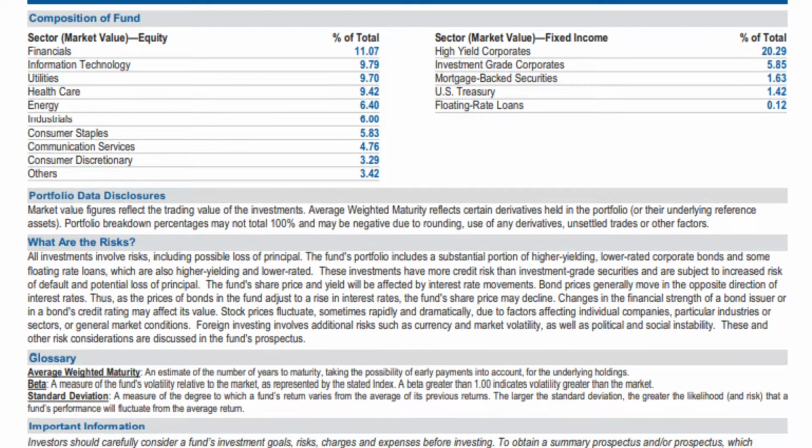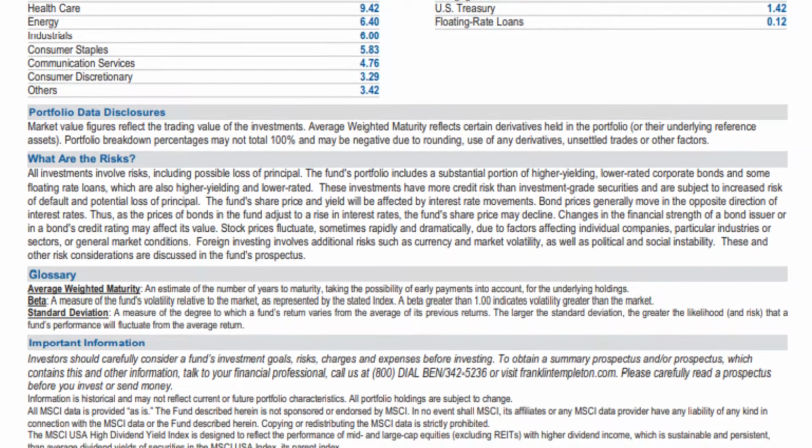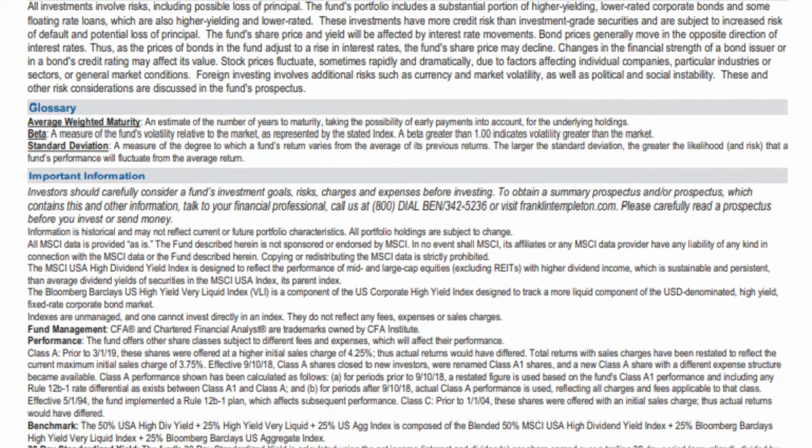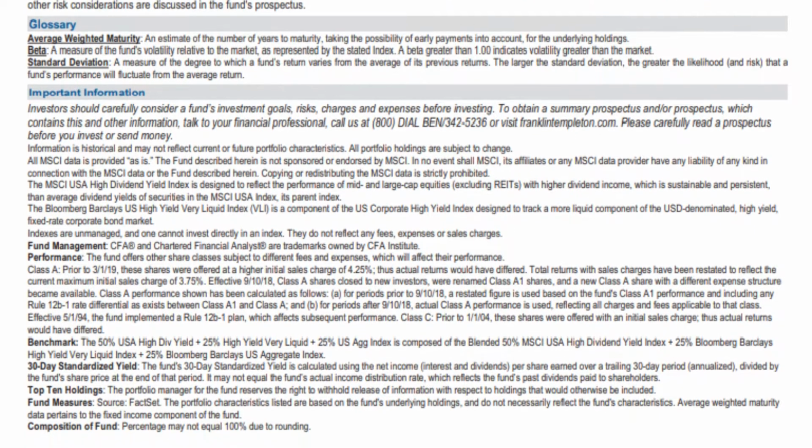And underneath all of that is the legal jargon that they have to put inside these fact sheets to let you know what it is they're talking about and what it is they're trying to sell you. So if you didn't know what a beta was or a standard deviation, here in the glossary it exactly tells you what it is, so that you can know what this particular word or phrase means and go back to the fact sheet to better understand what those figures are telling you.